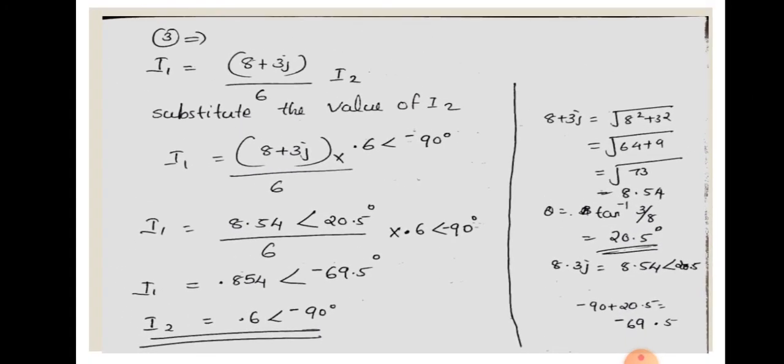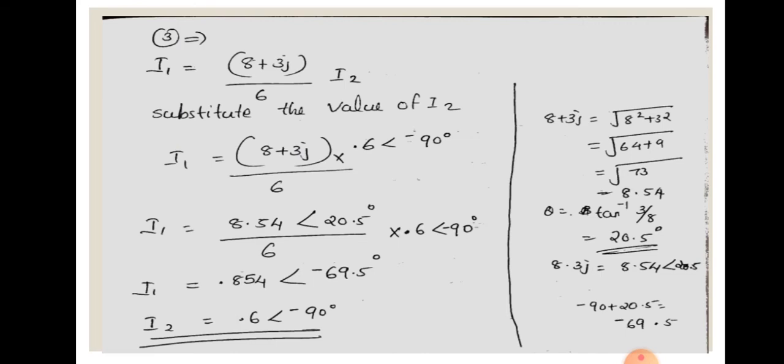So I1 will be equal to 8.54 angle 20.5 degree divided by 6 into 0.6 angle minus 90 degree. Again it can be solved like this. Here first of all we have to divide 8.54 by 6. That will give the I1 value as 0.854 angle minus 69.5 degree.